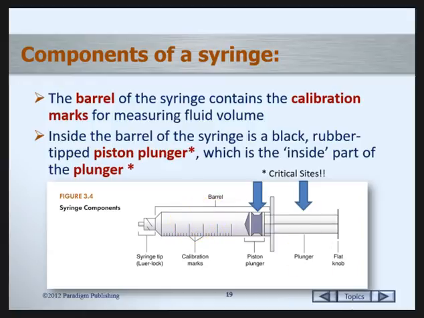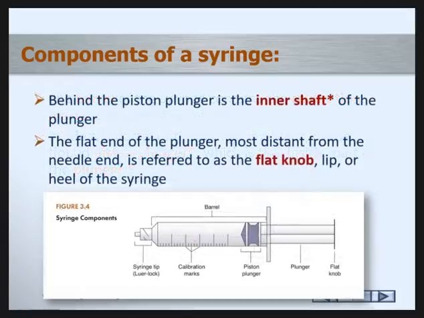And inside of the barrel is called the inner shaft. So we've got to be careful because if the plunger is contaminated, it would bring those contaminants into the inner shaft. So all of those areas are considered to be critical sites. The flat end of the plunger, most distant from the needle end, is referred to as the flat knob, or the lip, or the heel.